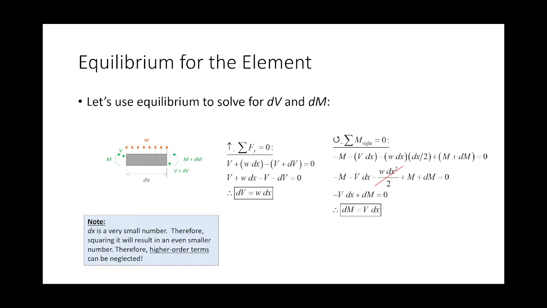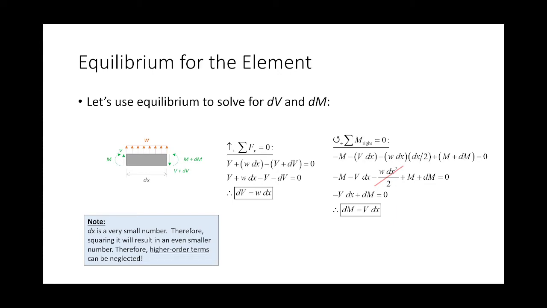But for this distributed load, what I have is the magnitude of the load, w dx, times the moment arm. And the moment arm from the centroid of that triangular load is dx over 2. So when I do my algebra and evaluate that out, I get this. Now what's going on? Why am I canceling that? If I take a really tiny number, let's be clear, dx is a very small number, and I take dx and square it, what do I get?